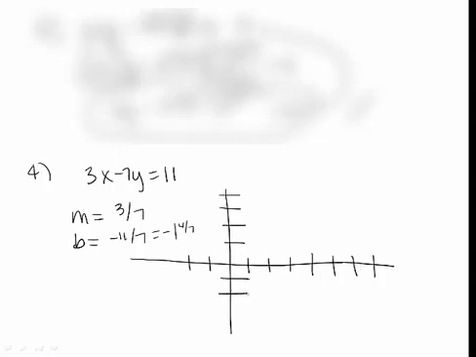So -1 4/7 is about here. So now I need to move the slope of 3/7. So I'm going to go up 3. So that'd be 1, 2, 3 over 7. Don't forget to sketch your line on the quiz.